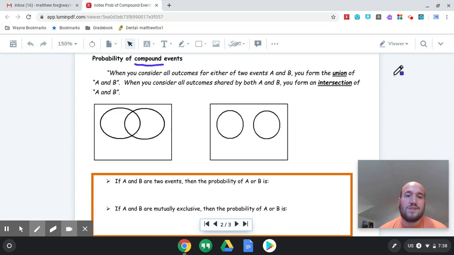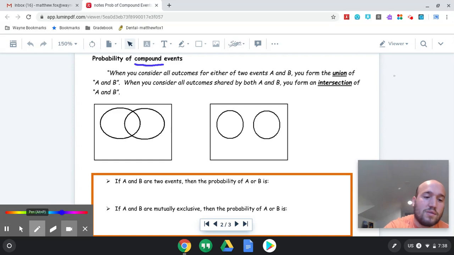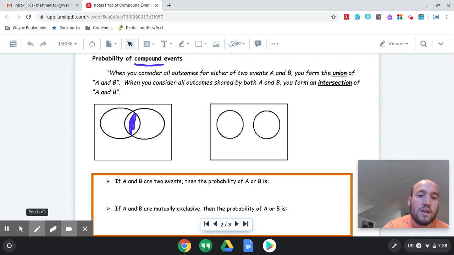It says here, when you consider all outcomes for either of 2 events, A and B, you form the union of A and B. And when you consider all outcomes shared by both A and B, you form an intersection of A and B. What I mean by the intersection is this region that's shared in the middle. And this whole thing, all of this, is called the union of A and B.